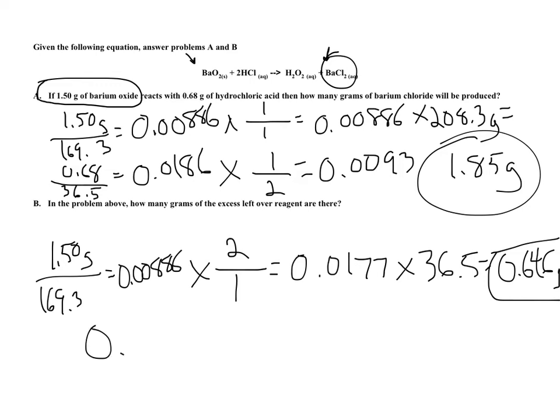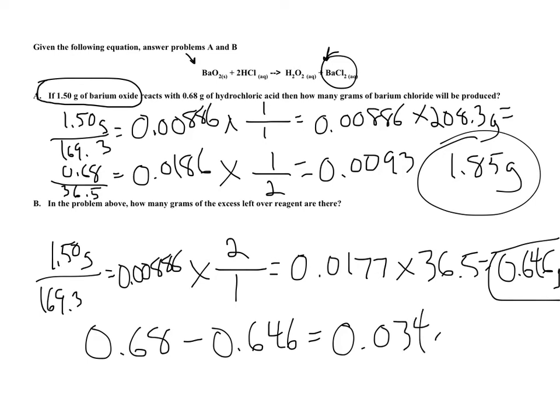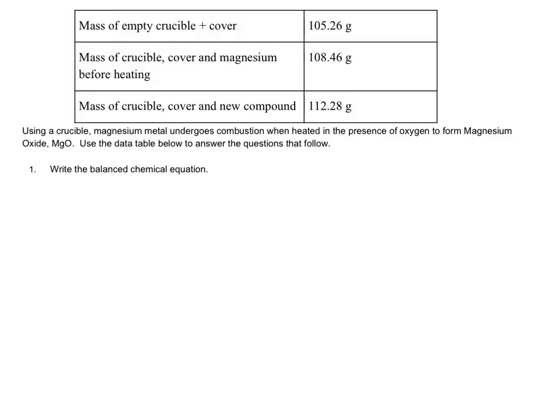At that point, if you started with 0.68 grams and you used 0.646 grams, then you have 0.034 grams remaining. That's the answer to the second part of the question. All right, so the rest of these questions have to do with how much magnesium oxide is produced, how much should be produced, and then a percent yield.